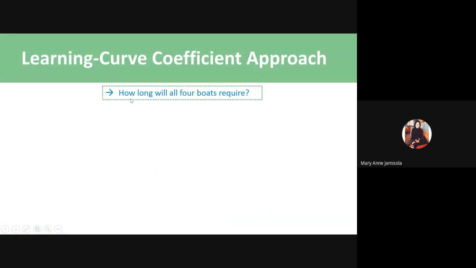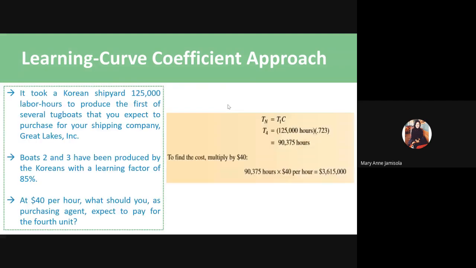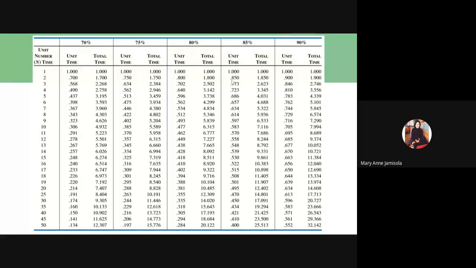Then the next question is, how long will all four boats require? This time, all four boats: the first boat, second boat, third boat, and fourth boat. How many hours are needed? Let's look at our table again. Under the 85% learning rate, this time focus on the second subcolumn, total time. For 4 units, you have the coefficient 3.345. So 3.345, that is our coefficient.